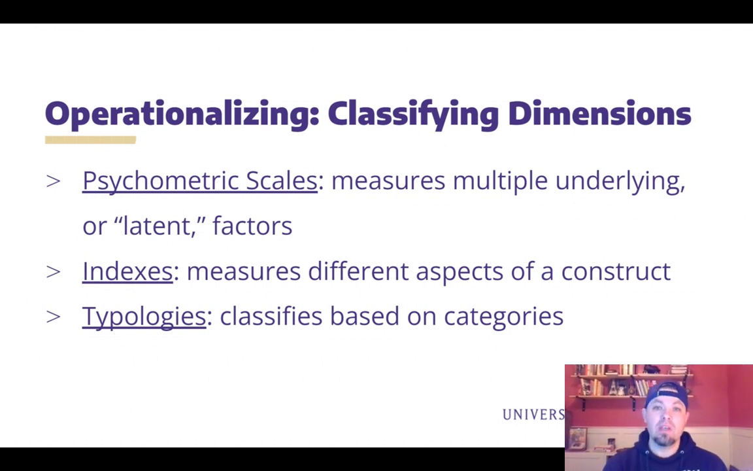Indexes are composite measures that combine several individual measures into a single score, but instead of underlying factors, indexes provide a summary measure of different aspects of a particular construct or phenomenon. So, for example, an index of economic well being might combine measures of income, employment, and education to provide a single score that reflects an individual's overall economic well being. Finally, typologies are a classification system that groups individuals or objects into categories based on certain attributes.